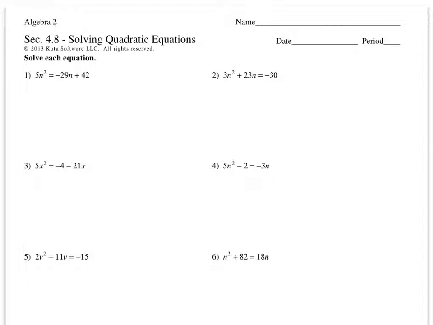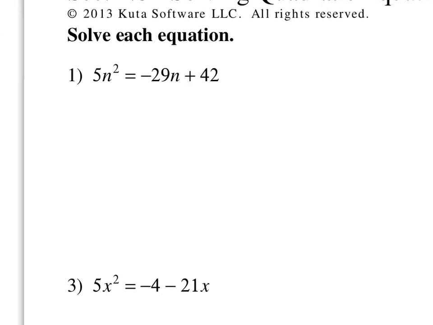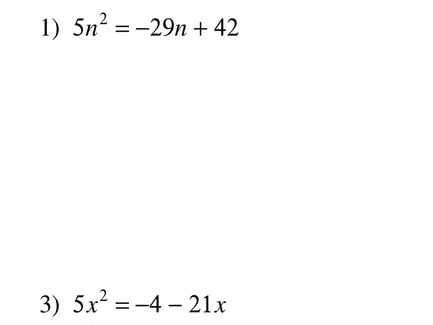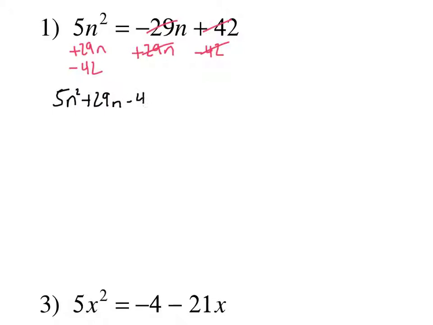So, taking a look at our worksheet, we want to see number 1 first. The first thing I see in number 1 that we're going to want to do is rewrite this in standard form, which means I need to add 29n to both sides. And I need to subtract 42 from both sides. All right, so we have 5n squared plus 29n minus 42 equals 0.